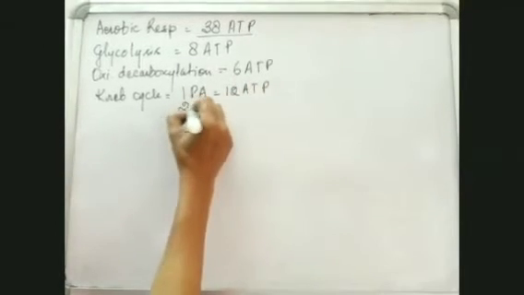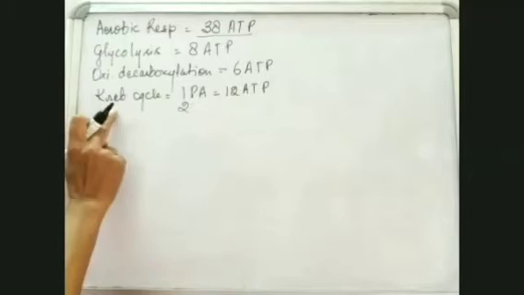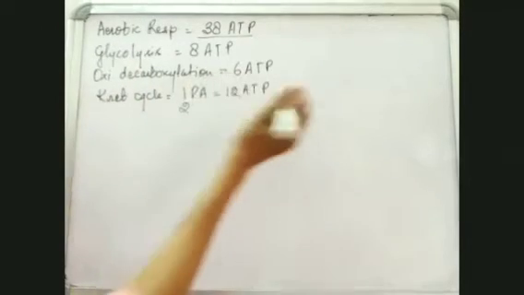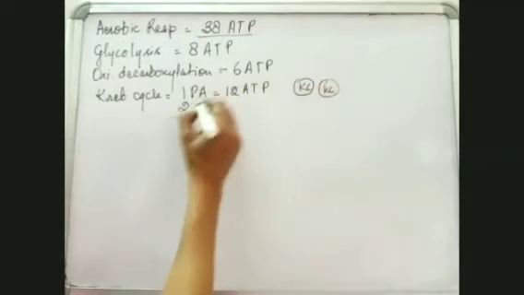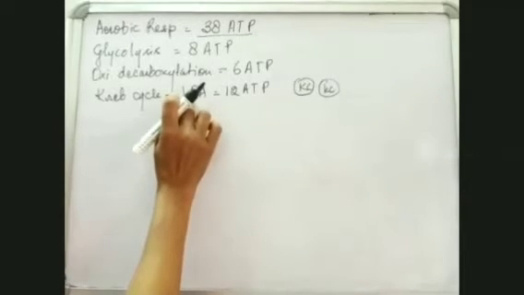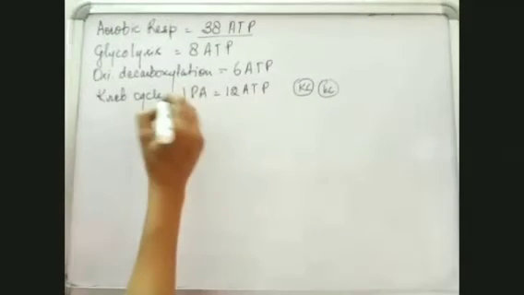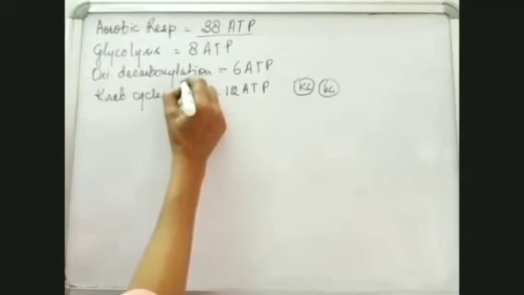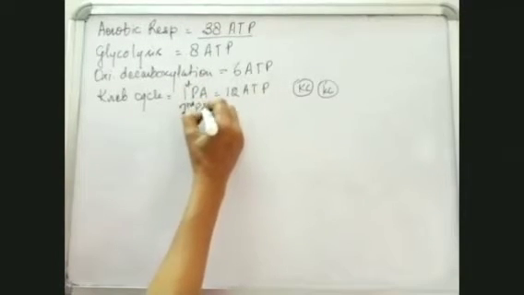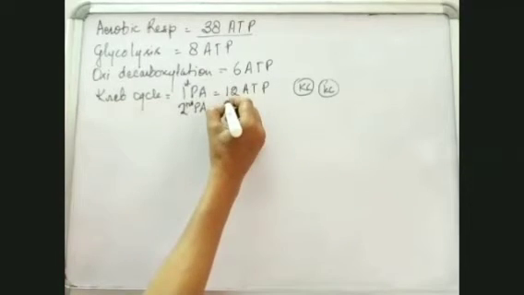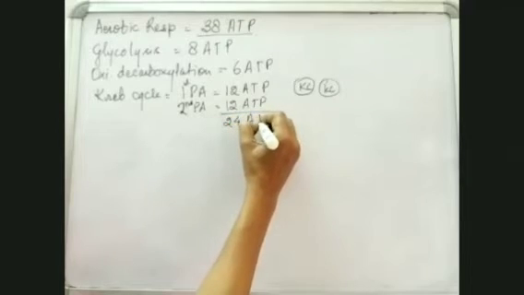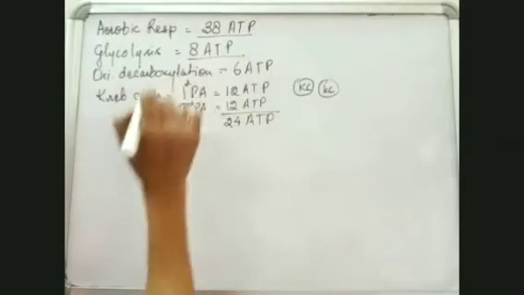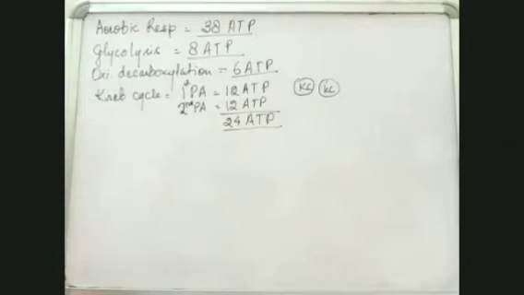So 2 pyruvic acids are produced by glycolysis, so two Krebs cycles are done, and one yields 12 ATP. The first Krebs cycle yields you 12 ATP. The second pyruvic acid, when it undergoes the Krebs cycle, also yields you 12 ATP. So in all, we get 24 ATPs as a result of the Krebs cycle. So 8 ATPs here, 6 ATPs here, and 24 ATPs here. So in all, we get 38 ATPs.